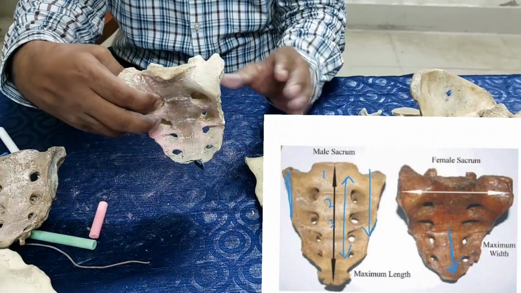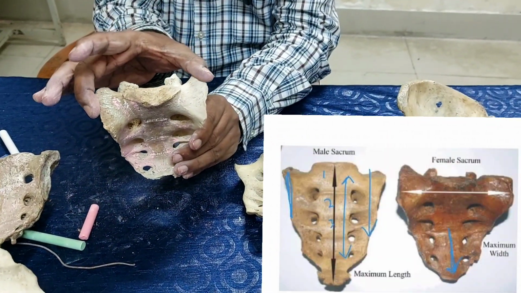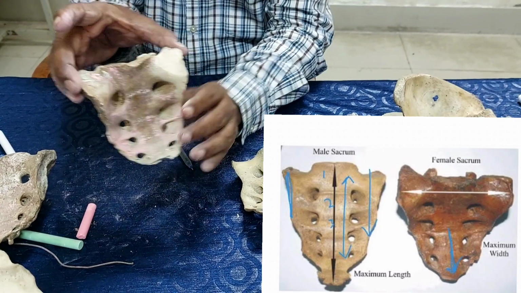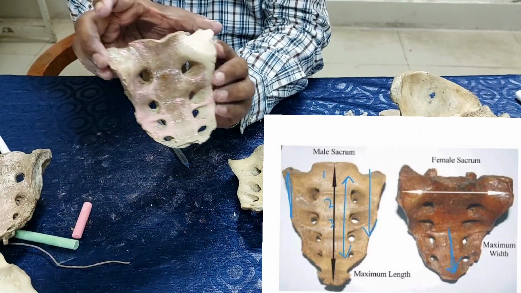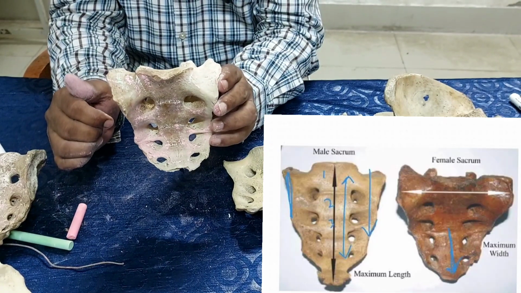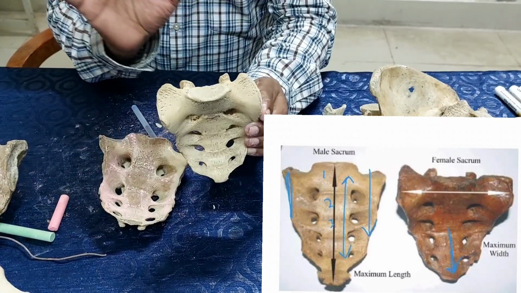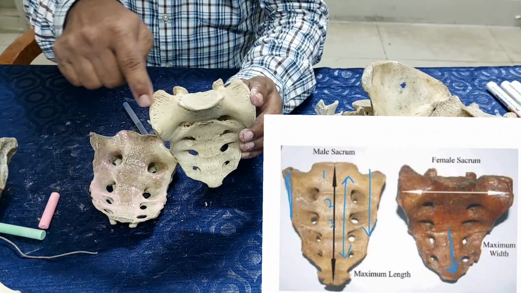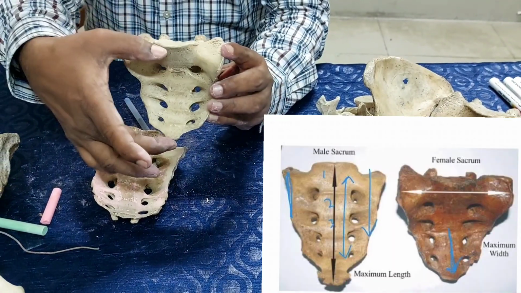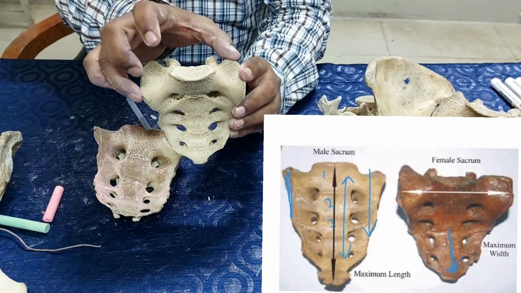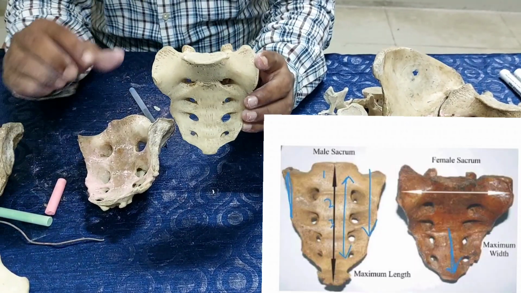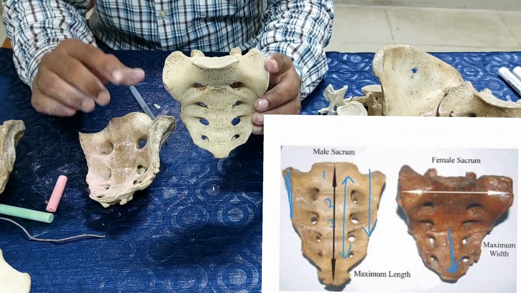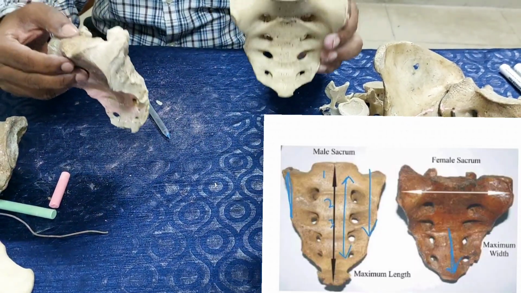And number three, sacral index, transverse diameter of the base divided by length of the sacrum multiplied by 100 is called sacral index, which will be less than 100%. But here the breadth is more, length is less. So breadth by length into 100 will be more than 100%. So sacral index is less here, more here.